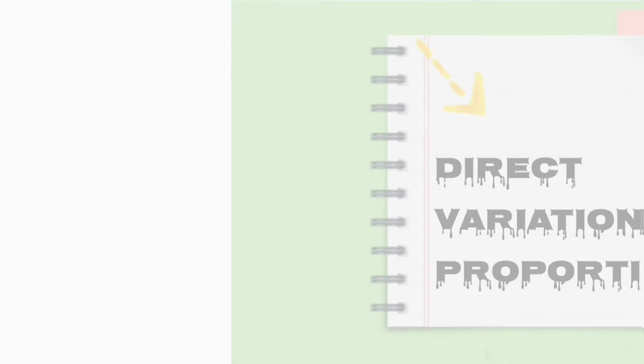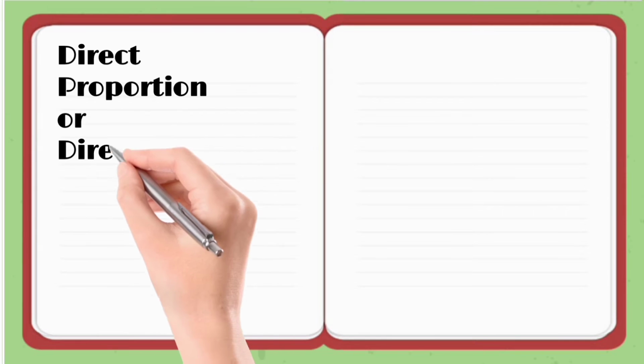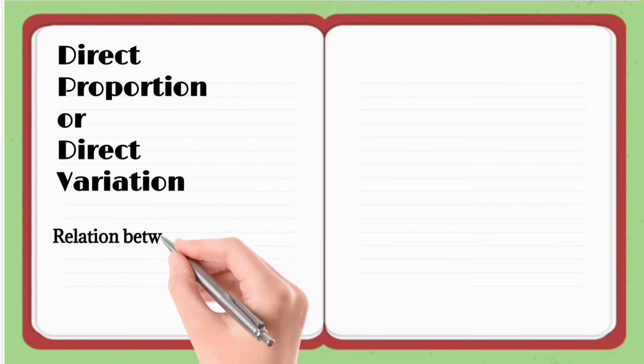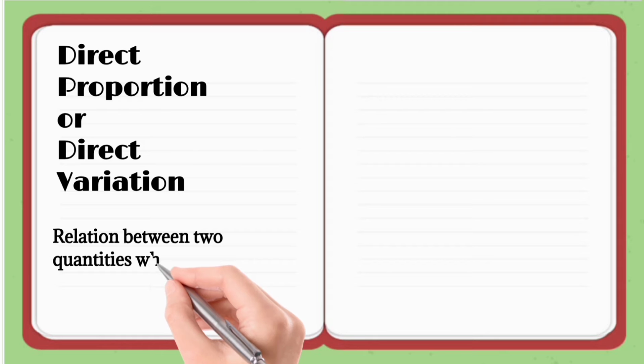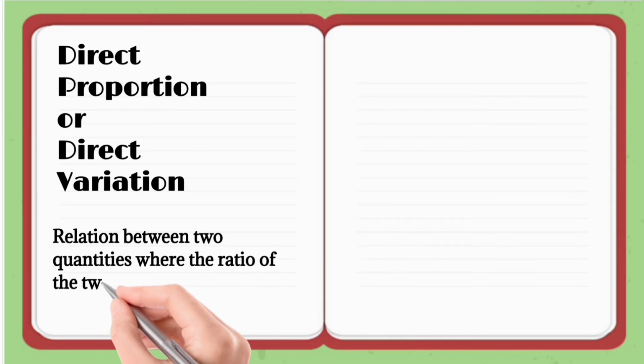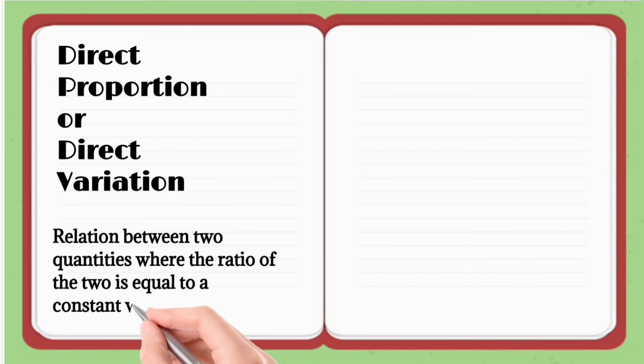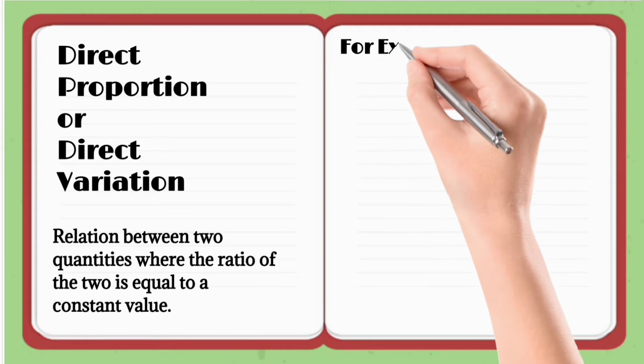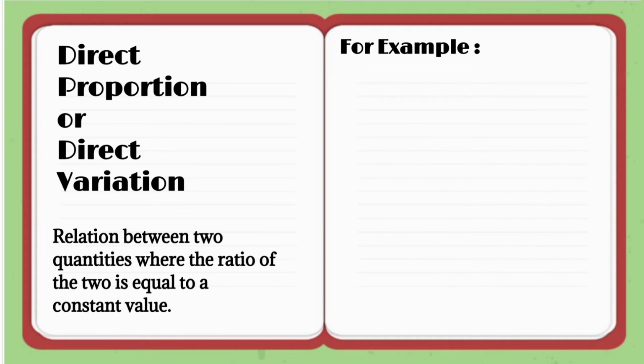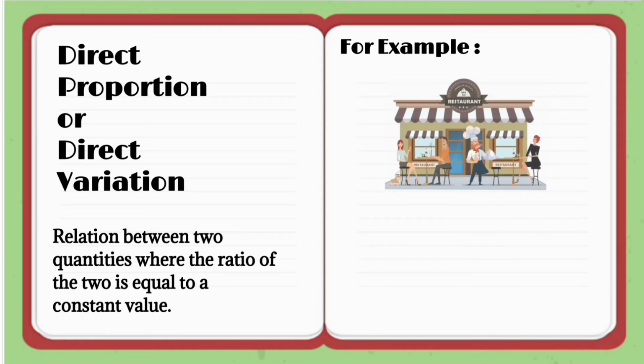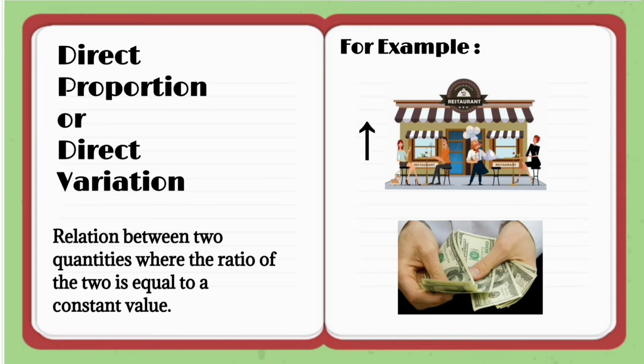So have a look at the definition of direct proportion. Direct proportion or direct variation is the relation between two quantities where the ratio of 2 is equal to a constant value. For example, if the number of individuals visiting a restaurant increases, the earnings of the restaurant also increases. And if the number of individuals visiting the restaurant decreases, the earnings will also decrease.